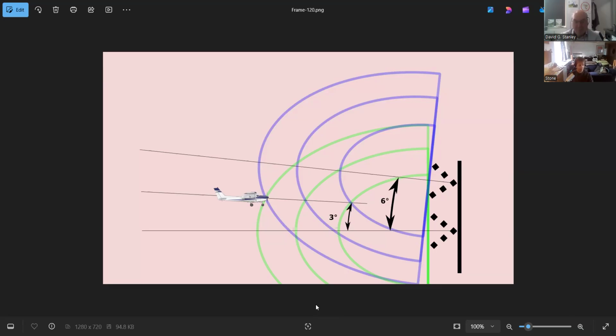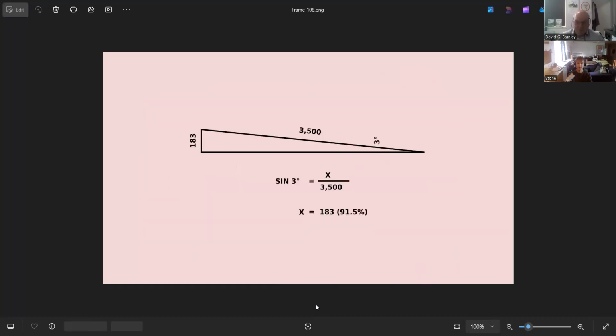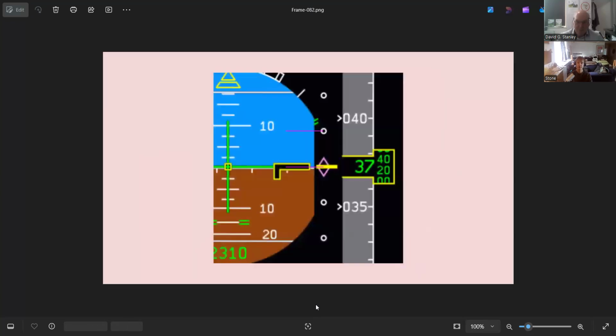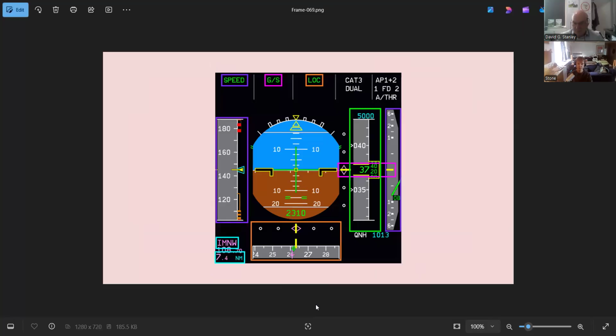So if I were to show you what this looks like in terms of the chart itself, I would take you to frame 110. Here is one here. Oh no, let's go right back to the PFD, number 69, which is right about here. This is what the pilot is looking at in his primary flight display.